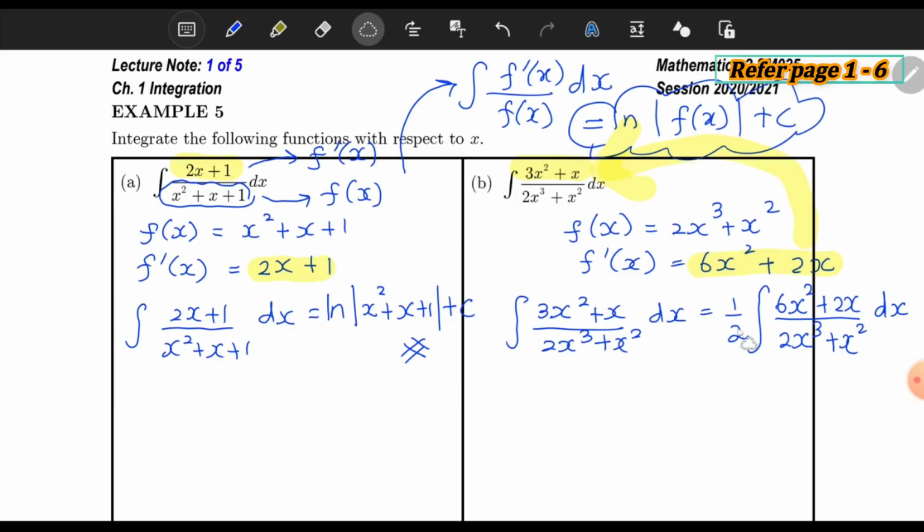And we can write the answer now. This is the pattern of the rule. This is your f prime x and your denominator is fx. The final answer will be 1 over 2, the constant, ln of the denominator, 2x cubed plus x squared, plus c.